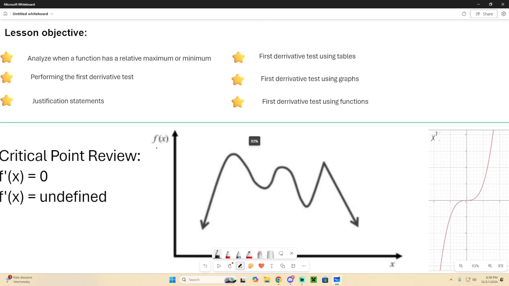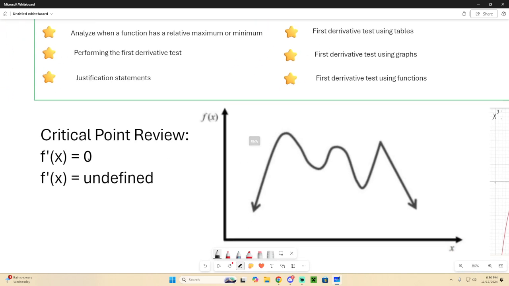So this is a graph of f of x. The derivative will be 0 when it has a horizontal tangent line, and the derivative will be undefined when it has a cusp. It could have a vertical line, one of those. So right here, we can see it has a horizontal tangent line. So this derivative is going to be 0.